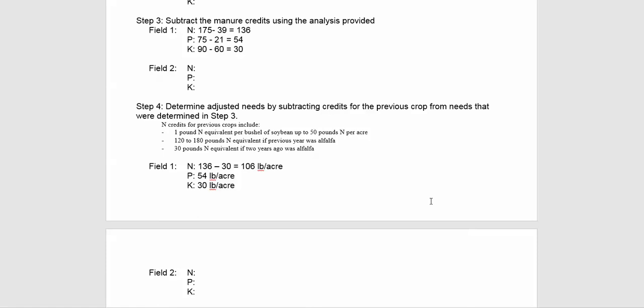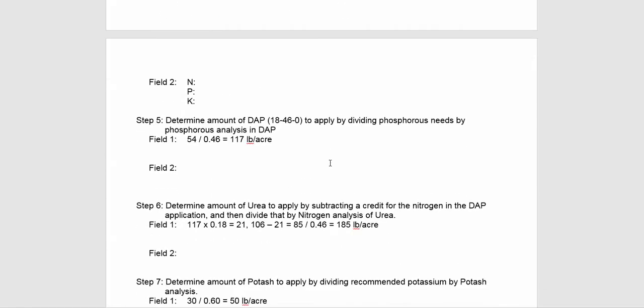So, it wasn't alfalfa last year, it wasn't soybean last year, but 2 years ago it was alfalfa. Well, alfalfa is such a large rooted crop, massive root system on it, that even 2 years later that root system was still decaying and releasing some nitrogen. So we're going to take 30 pounds of credit from that from 2 years ago. So 136, which is what we had up above on step 3, minus 30, we're now needing 106 pounds of nitrogen nutrient per acre. You do it for field 2.